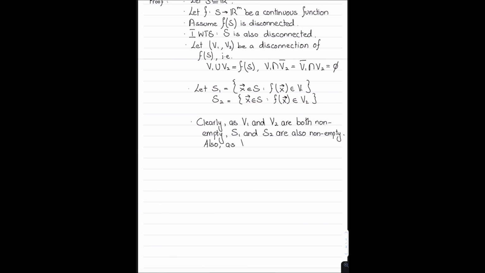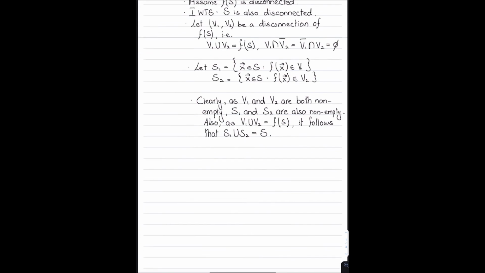Okay, so then S1 and S2 are non-empty, and also as V1 union with V2 is equal to f of S, it follows that S1 union with S2 is also equal to S. And why is this true? I mean, think about this.